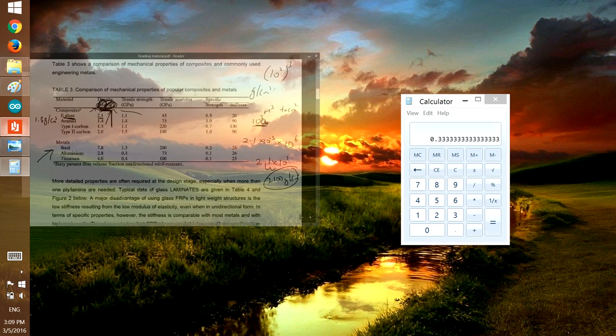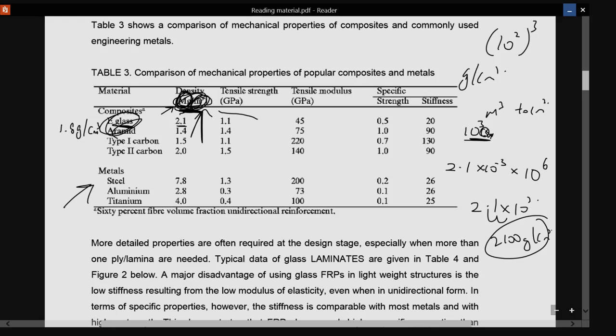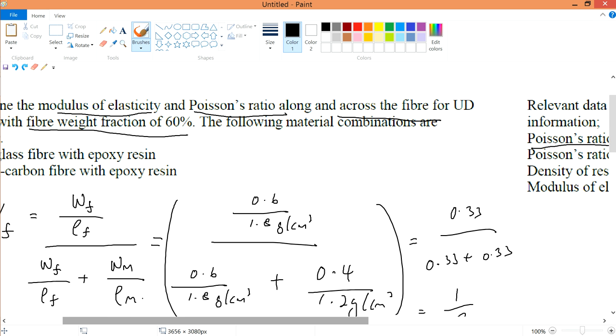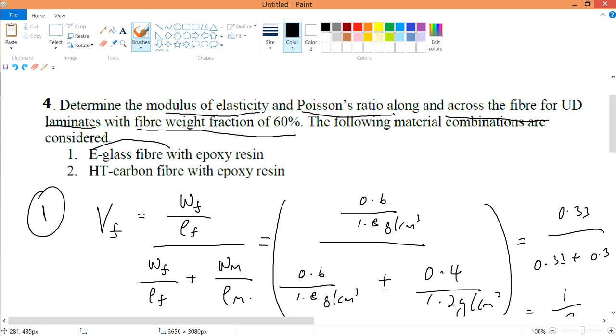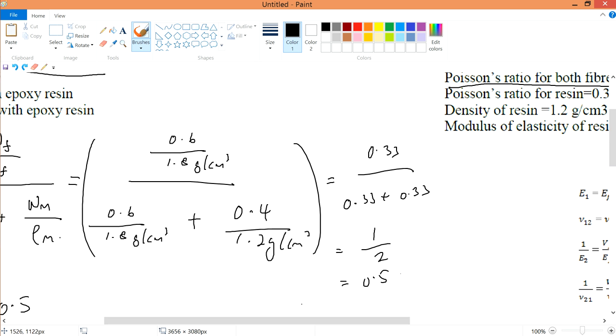But in this case, we are not doing the E-glass. We are only doing the HT carbon, which is our objective, and therefore it's already given to you, so you just use it now. As for the first part, we skipped it since it's exactly the same as what we have been doing right now. This one I'll leave you to think about. But nonetheless, after you calculate, you should get the value of 0.5. So these are the values that you should take note of.